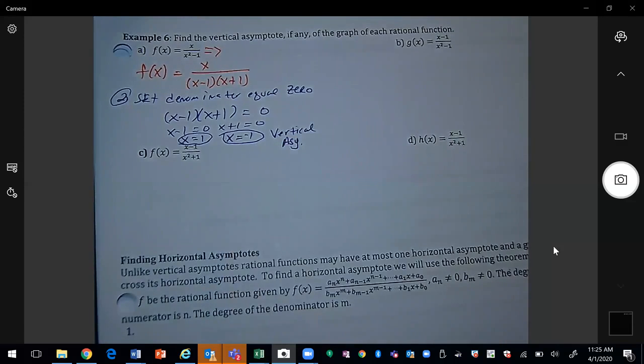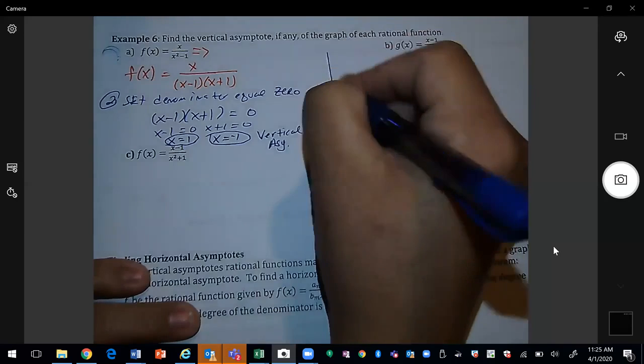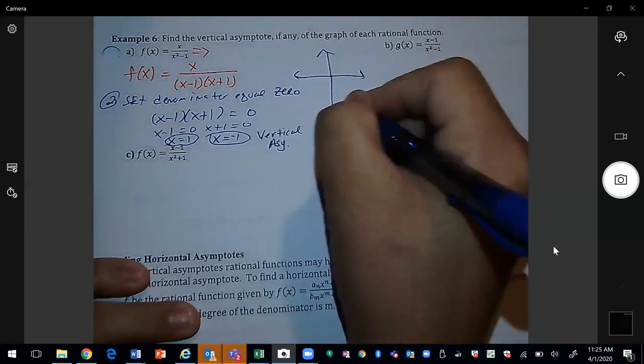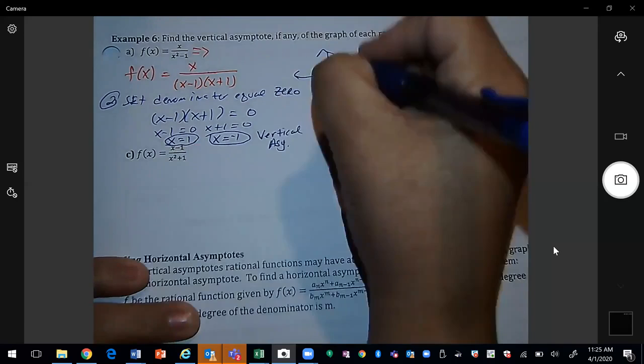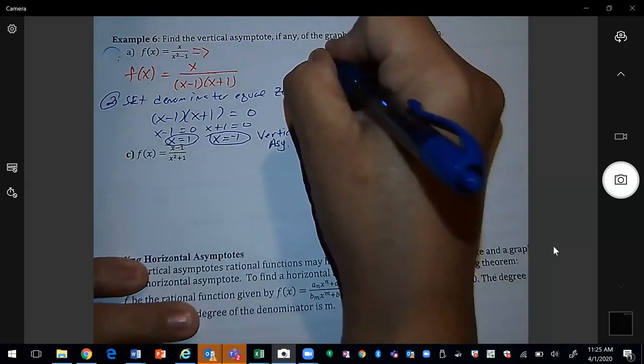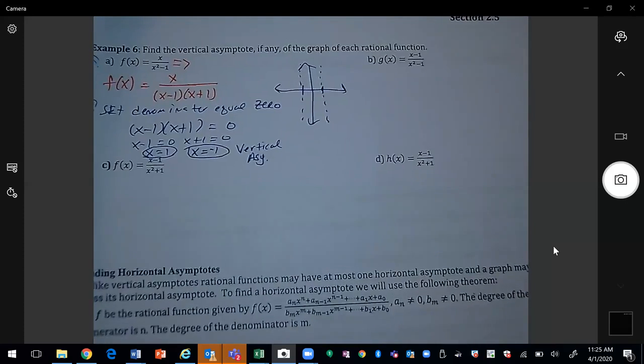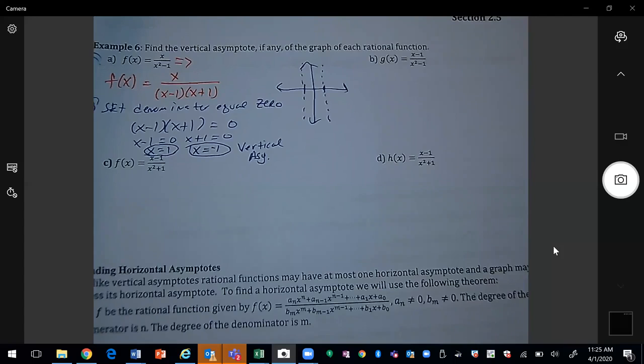And so later when we need to graph this, you would just come to the graph, and at x equals 1, you're going to draw a dotted line, and at x equals -1, we would draw a dotted line as well. Okay, any questions on that one?